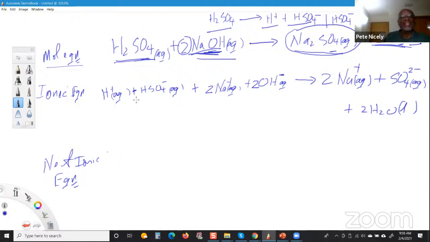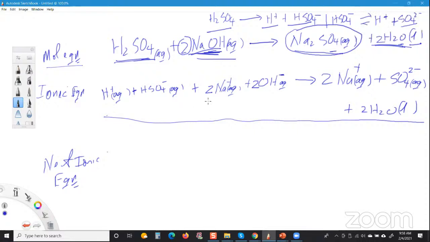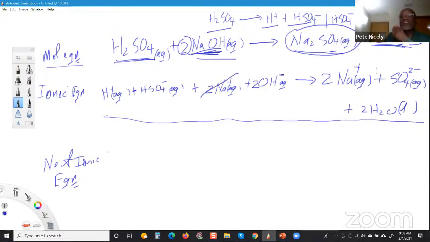So I want you to look at the ionic equation that we have here and tell me what ions are common to both sides. 2Na+ is common. 2Na+ here, 2Na+ here. And is there anything else?